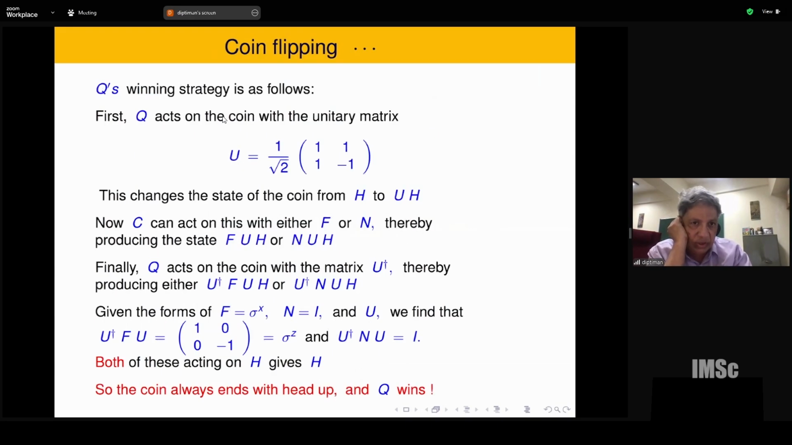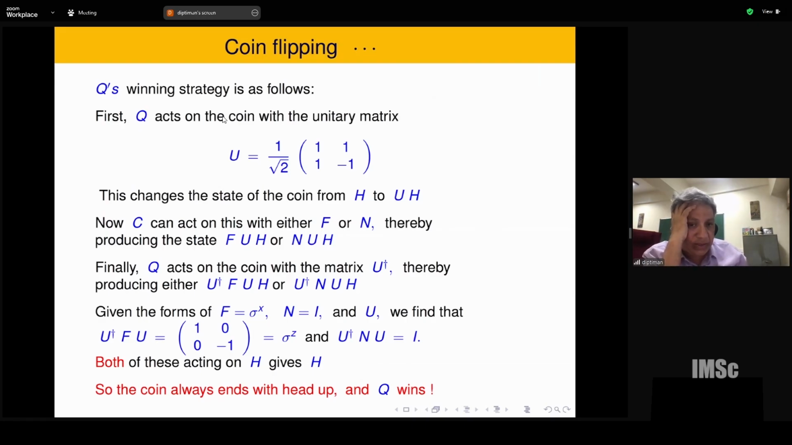So Q's winning strategy is as follows. Remember the rules: Q does something first, then C can either flip or not flip, and then Q again does something. In the first step, Q acts on the coin with this unitary matrix, which you have seen in the morning. It's U equals 1 by root 2 times (1, 1; 1, minus 1). Suppose the coin started out as head, that was the initial condition. Under this move by Q, the coin changes from H to UH.